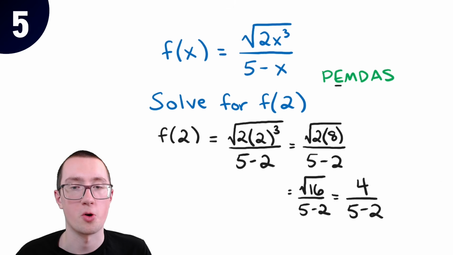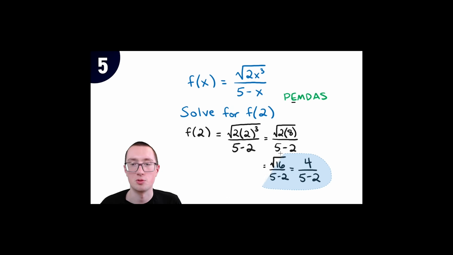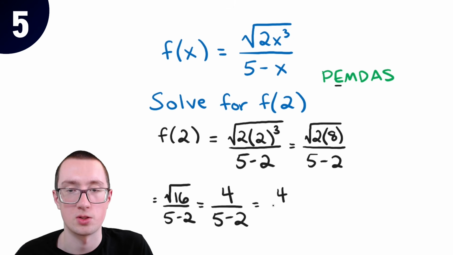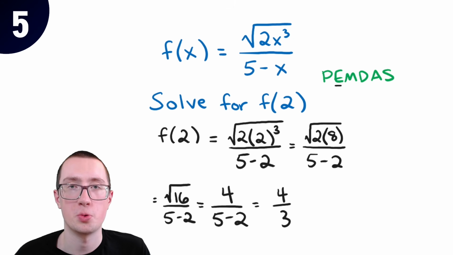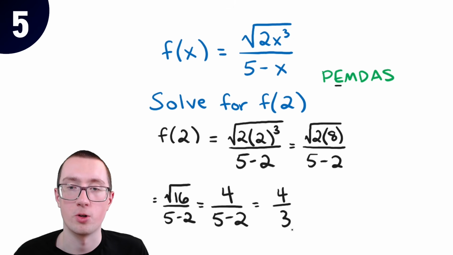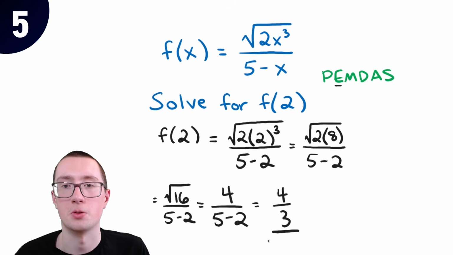Now, I don't know why I'm going all the way to the right side of the screen, so let me just move this over. The bottom of our fraction here says 5 minus 2. 5 minus 2 is 3. So let's go ahead and simplify that. And all we have left is 4 over 3. That's not a fraction you can simplify, right? So we're just going to leave it as 4 over 3. And that's actually our answer. That is what f of 2 is equal to, 4 over 3.